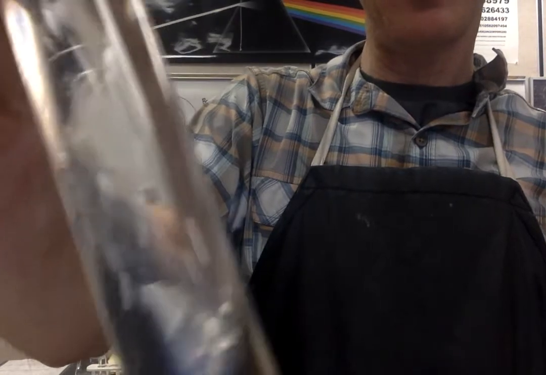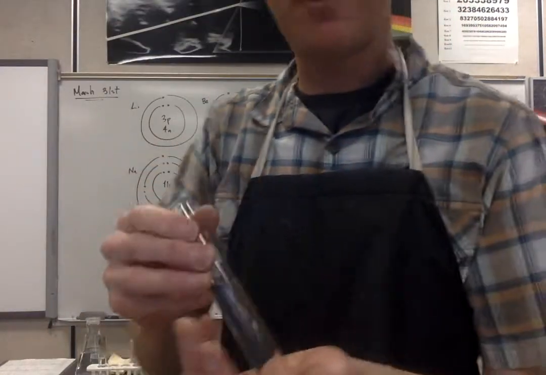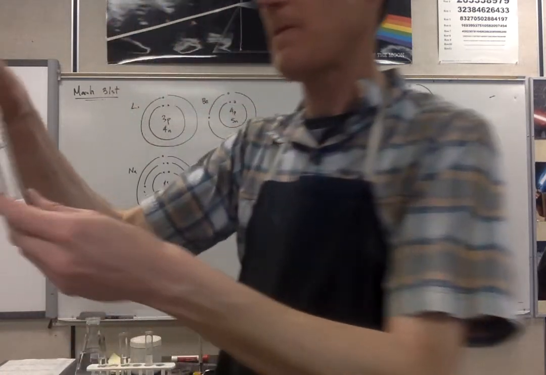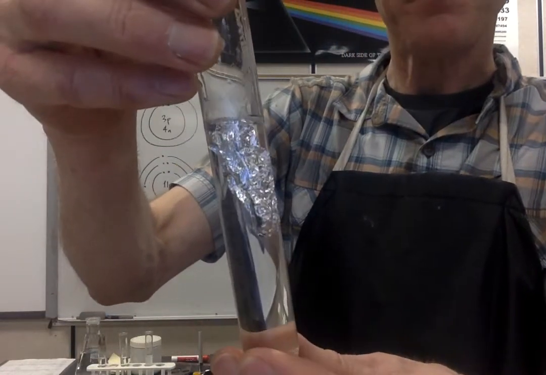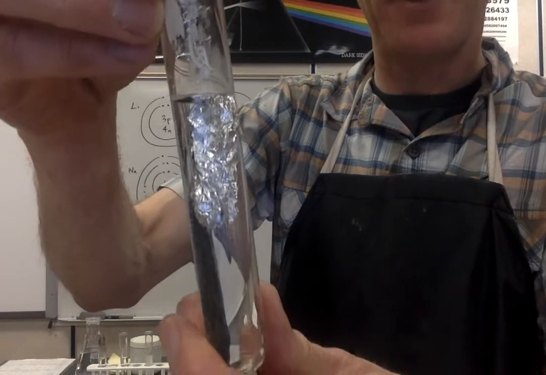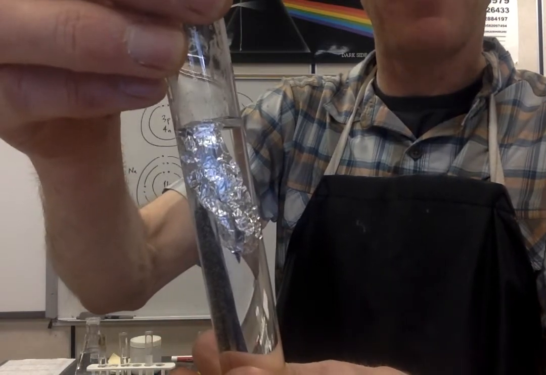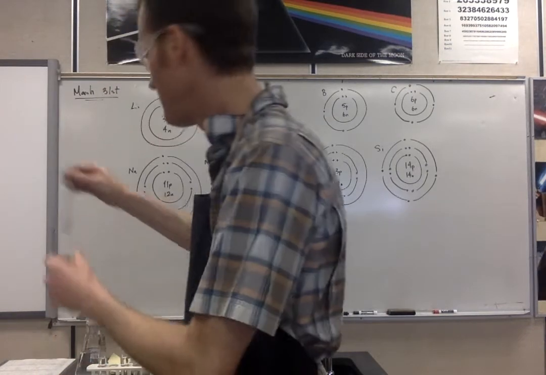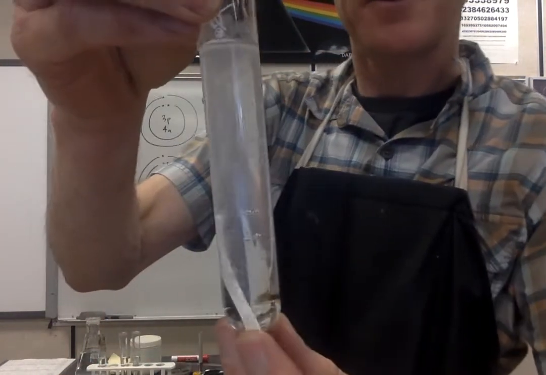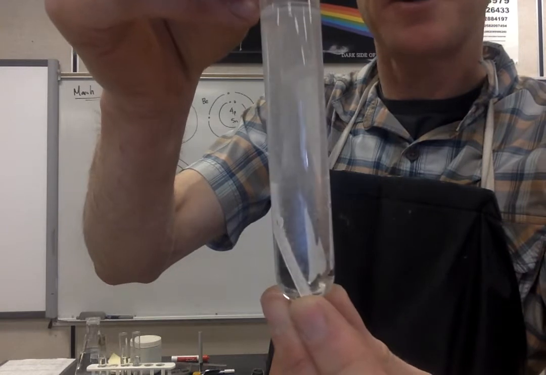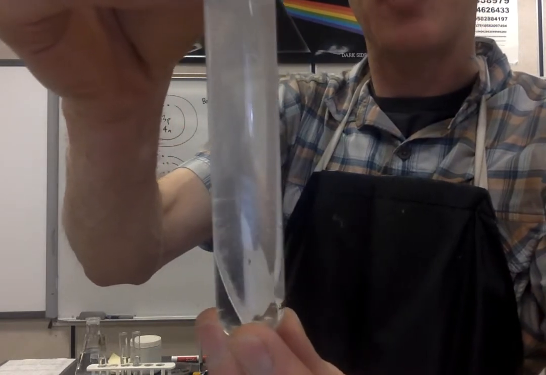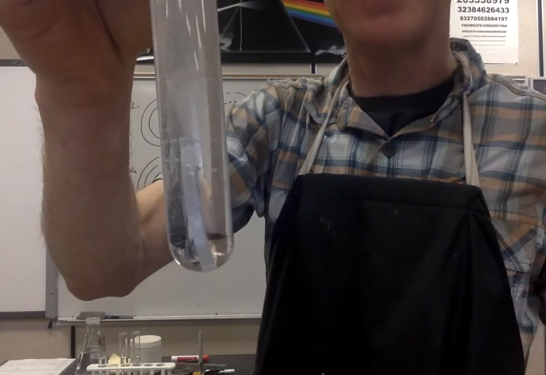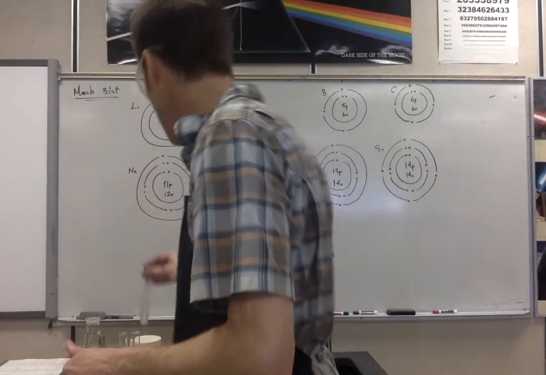Reactivity trends in the periodic table. Nothing's happening with the silicon. The aluminum's floating on the surface, but I think that's just because it's got some air bubbles in it. Whereas with the magnesium, we're starting to see a little bit of a chemical reaction right there. You can see some bubbles. So the magnesium is reacting even just with the water.